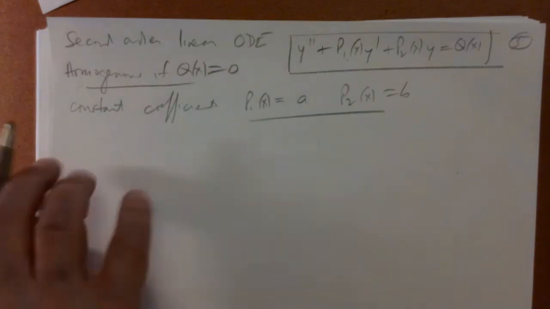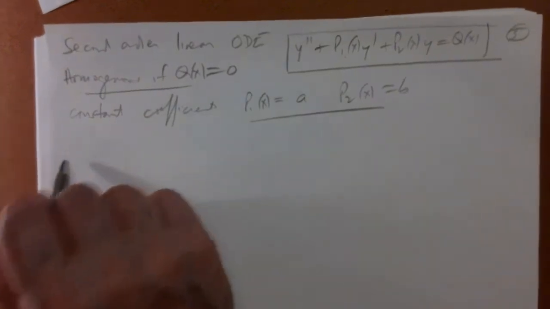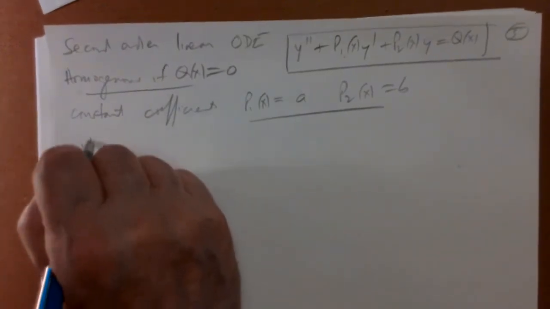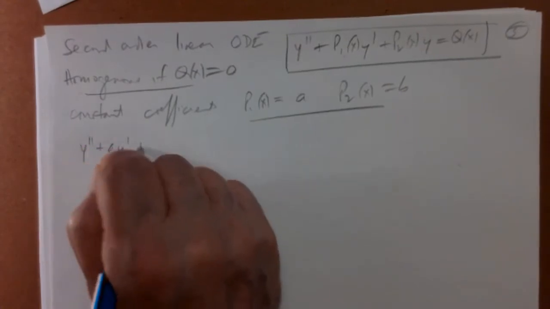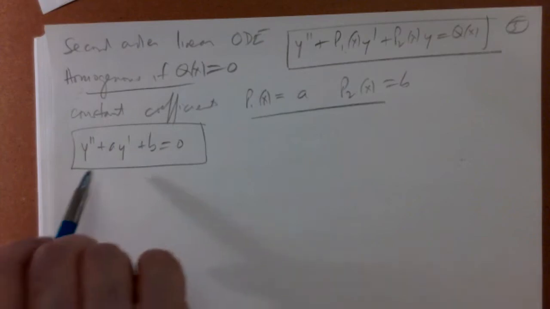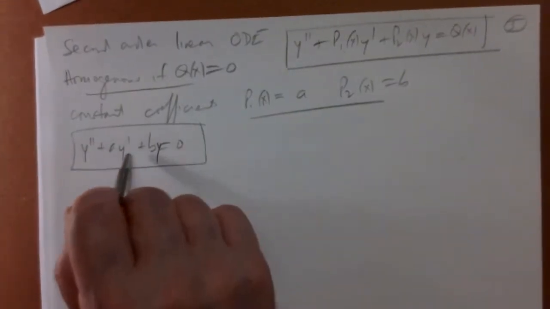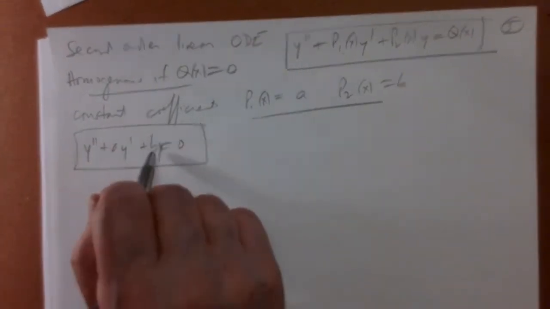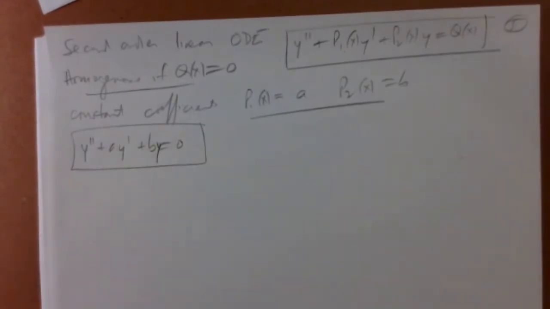So we're going to try to solve, first of all, a differential equation that looks like y double prime plus ay prime plus by equals 0. Okay. Y double prime plus ay prime plus by equals 0. A and b are constants.